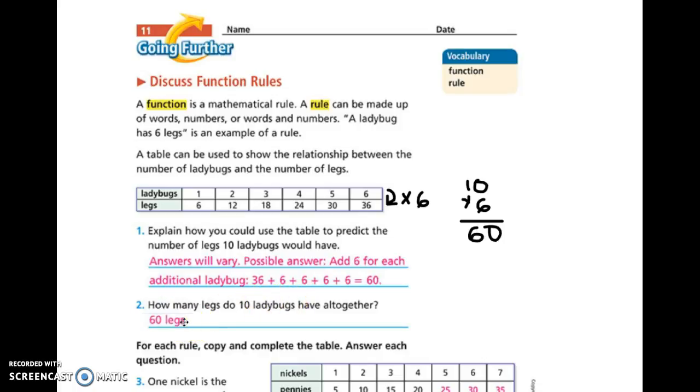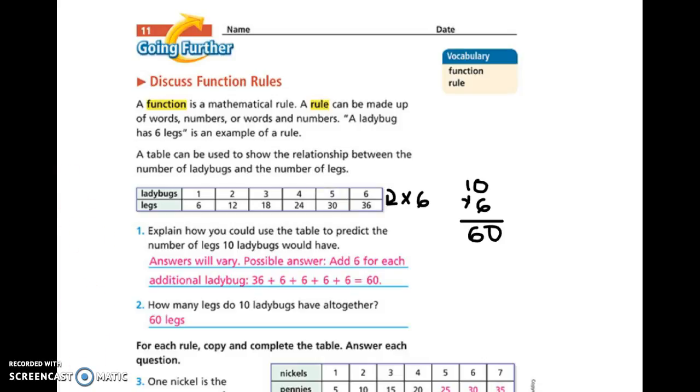How many legs do they have altogether? 60 legs. So that's just a quick introduction of what a function table looks like, and that you can make up a rule. In our case, our rule was you have to multiply it by 6 to move down. We'll come back to that many times, but that was a quick introduction on what a function table is.